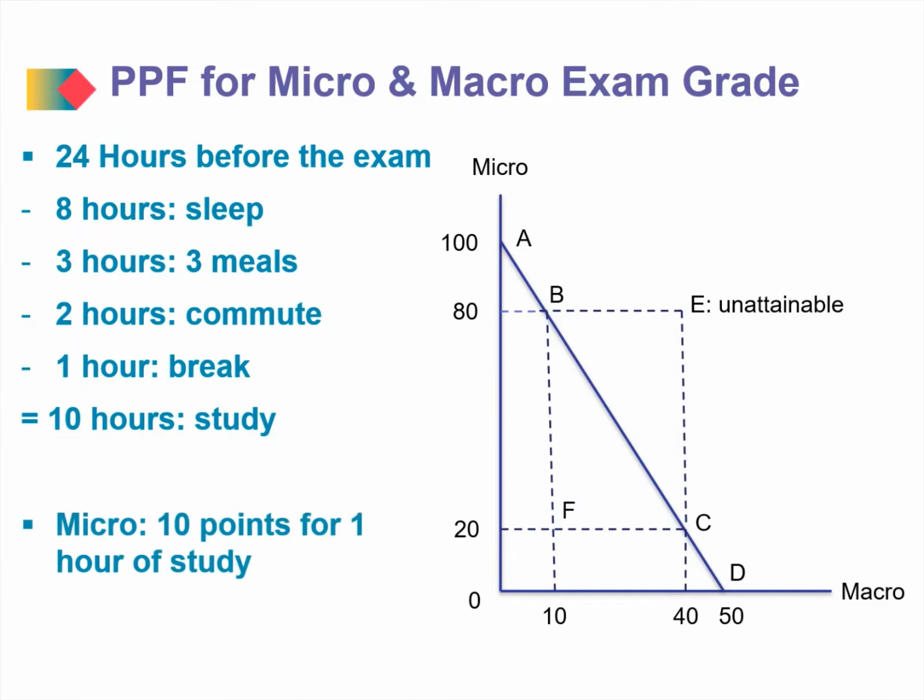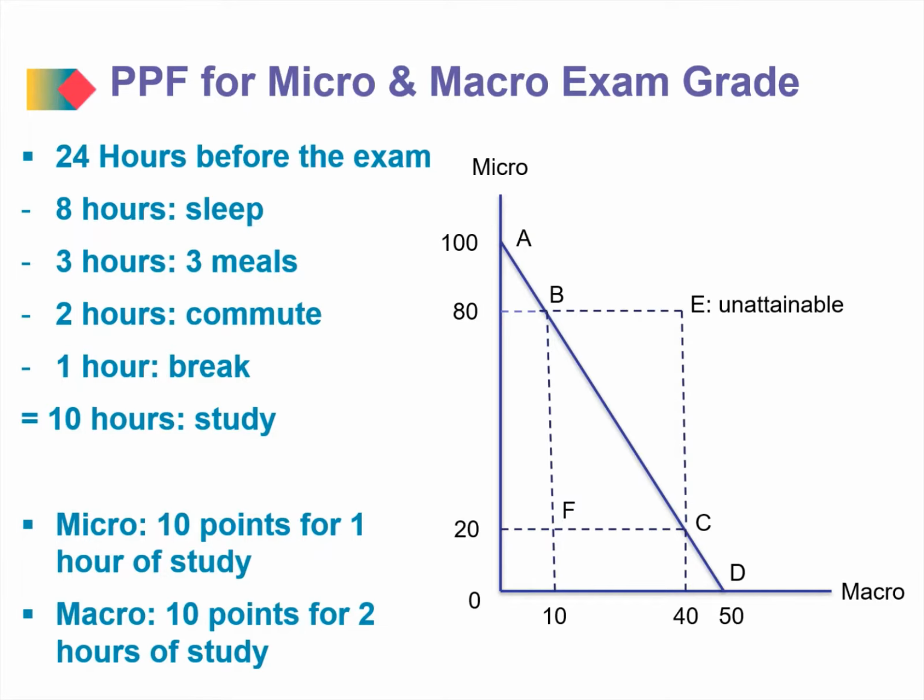Now we assume you regularly studied microeconomics for 4 hours per week from the beginning of the semester. So you can get 10 points for 1 hour of study. But you didn't study macroeconomics at all. So you can get 10 points for 2 hours of study. Based on this information, you can draw the production possibilities frontier for micro and macro exam grades.